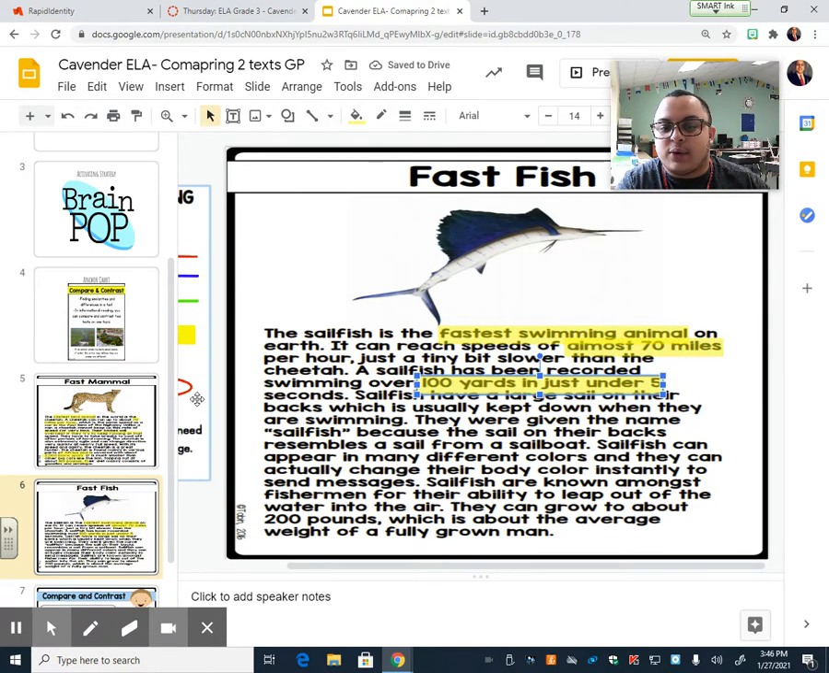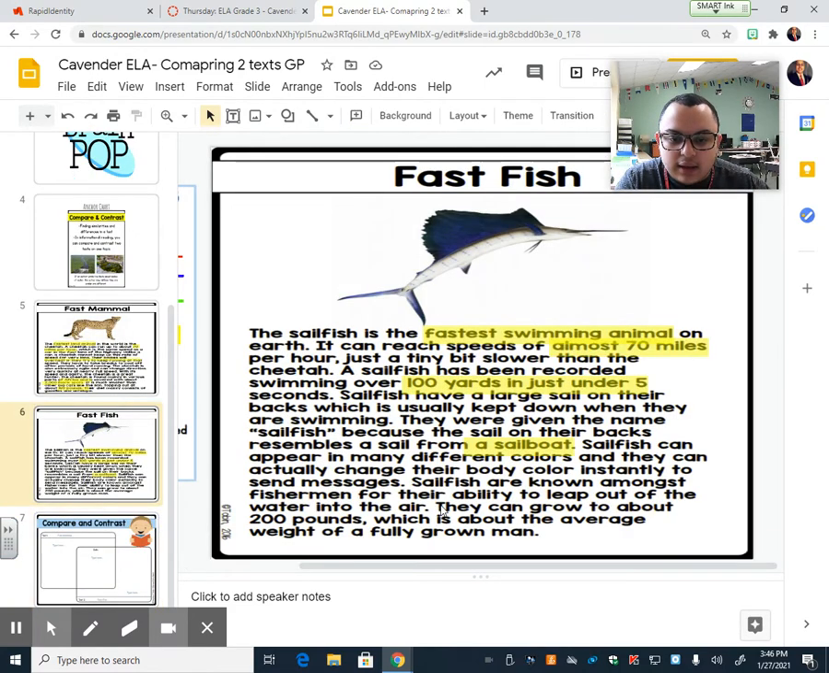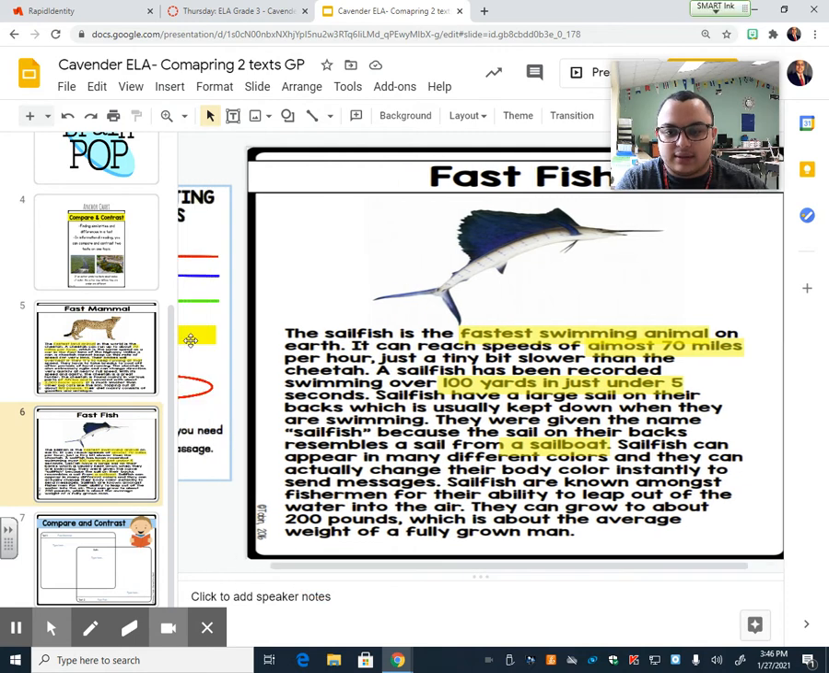All right, so they were given their name because their back resembles the sail from a sailboat. So that's how they look. And we know that the cheetah looks like it actually has over 2,000 black spots. They weigh about 200 pounds.